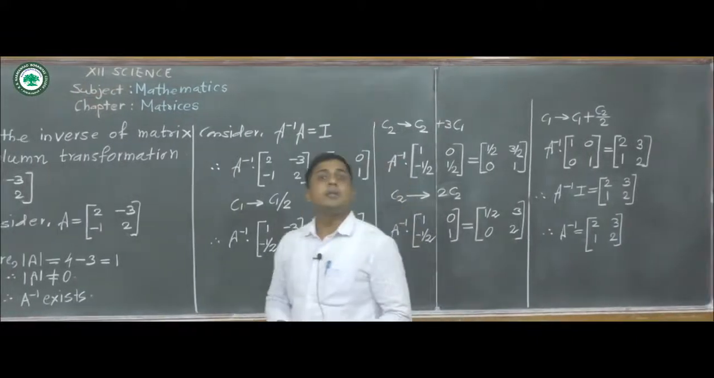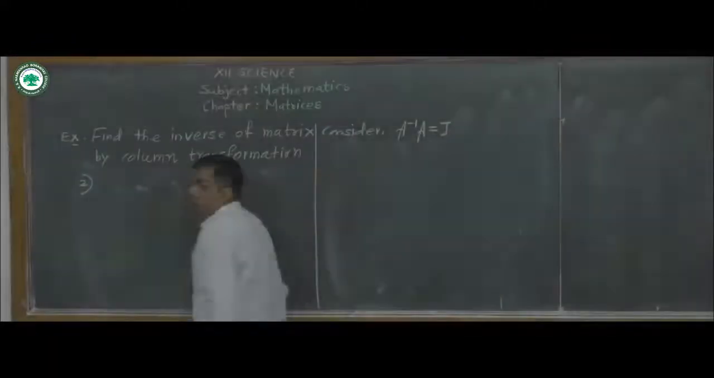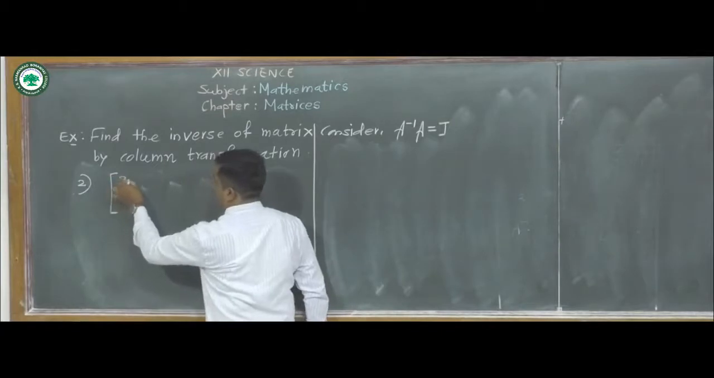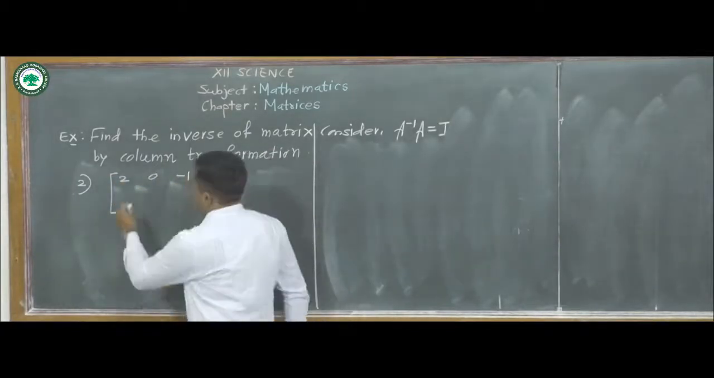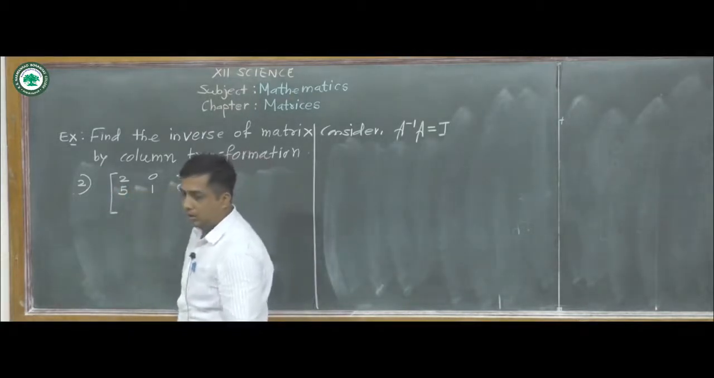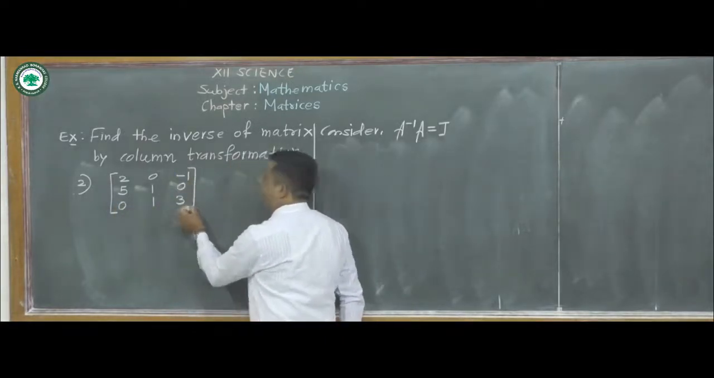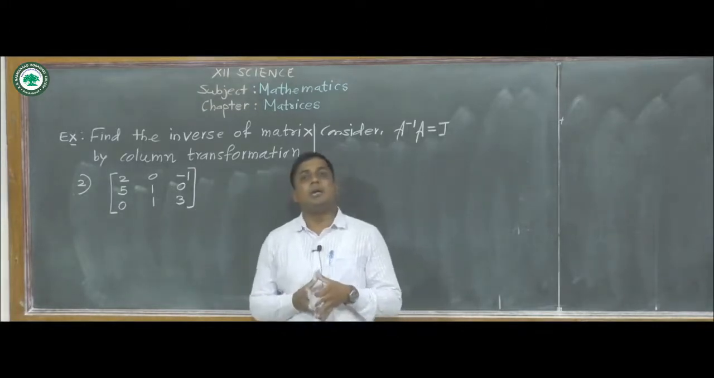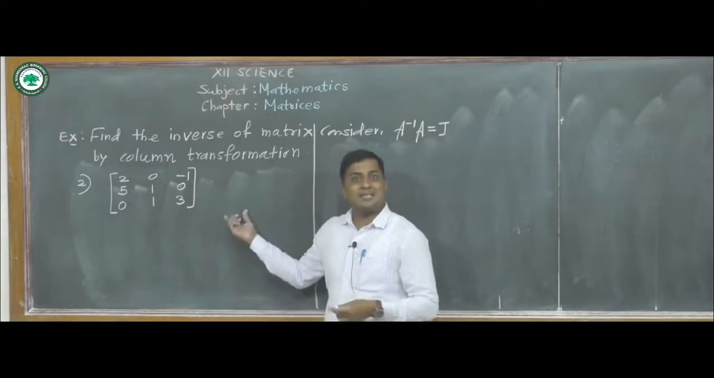Okay, let's go with the second example. Here the second matrix given has the first row 2 0 minus 1, the second row 5 1 0, and the third row 0 1 3. Okay, we have to find the inverse of this matrix by using the column transformation. Let us consider this matrix as A.